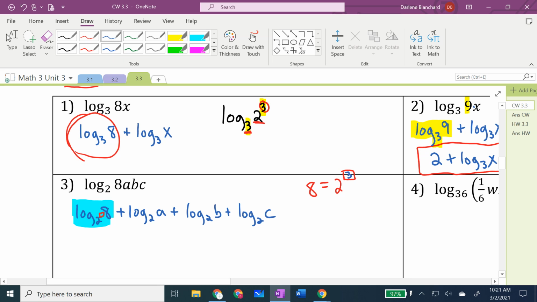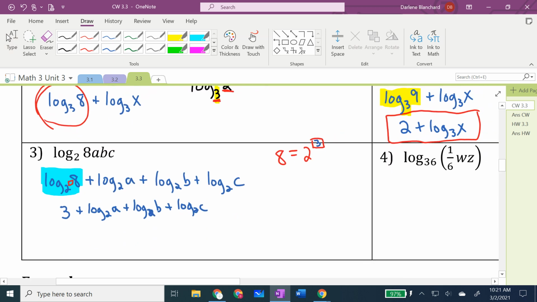So because an exponent of 3 on 2 will give me 8, I want to look at logarithms as actual exponents. That is saying the exponent on a base 2 needs to be 3. And from there, the rest of it is just going to stay the way it is. Log base 2 of A plus log base 2 of B, oops, plus log base 2 of C.